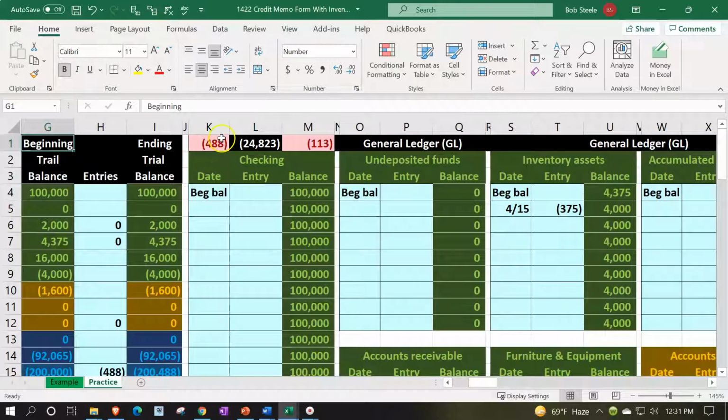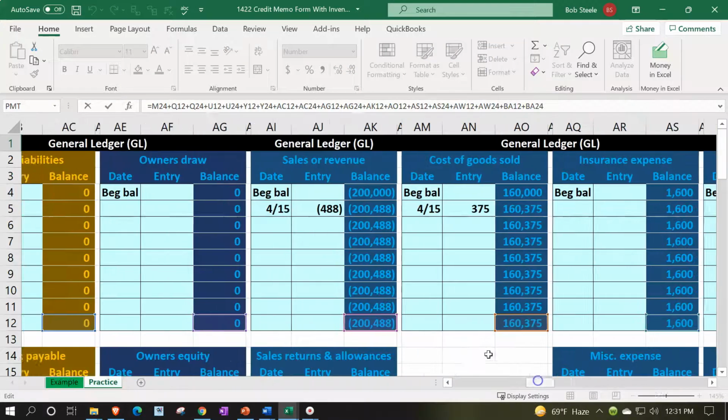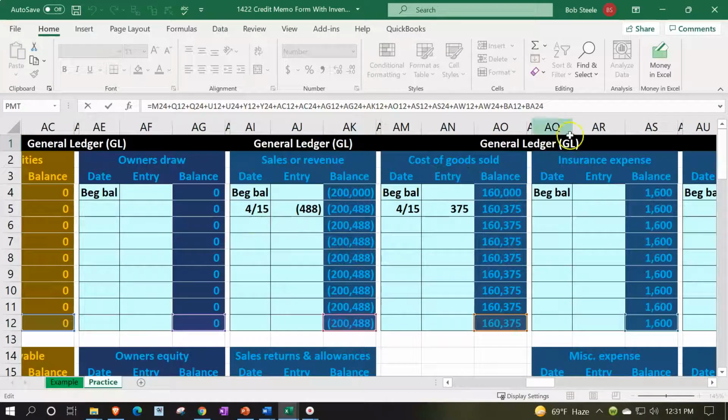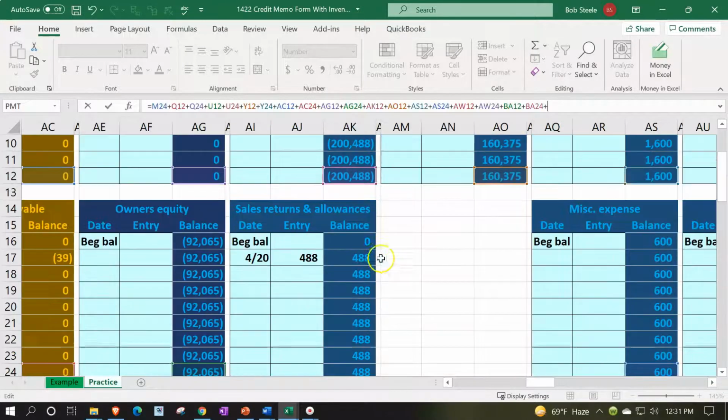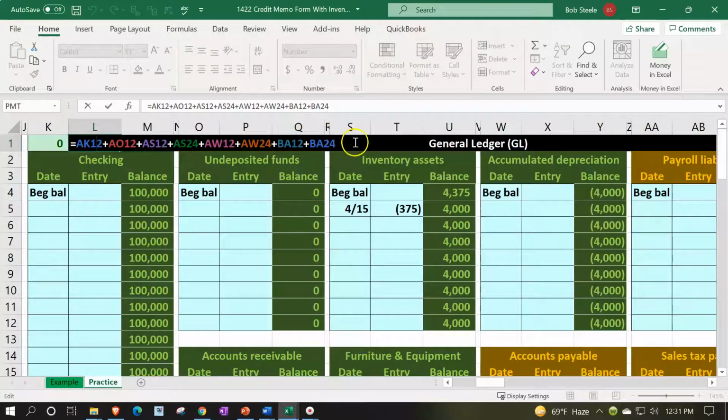So I got to add it. So I'm going to double click here with this huge formula, and I'm going to add that last cell right there. I'm going to add that one by saying plus. And then we're going to add that one here. That should put us in balance. Going to do the same thing to this one. This formula right there. I'm going to say plus, and then we're going to add that last one.